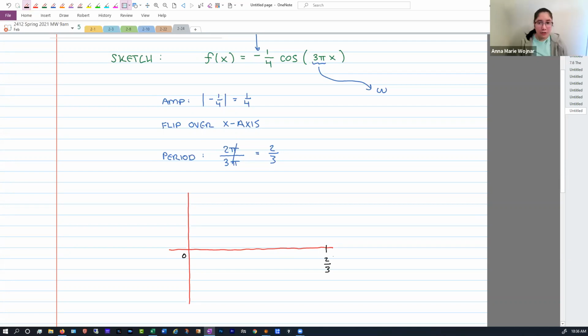I have a quick question. Uh-huh. Since the negative's on the outside, like you said, you flip it over the x-axis. Yep. If the negative's on the inside, would you flip it over the y-axis? Yes, but we're not there yet. Okay. We will do that, just not yet. Okay, thank you.